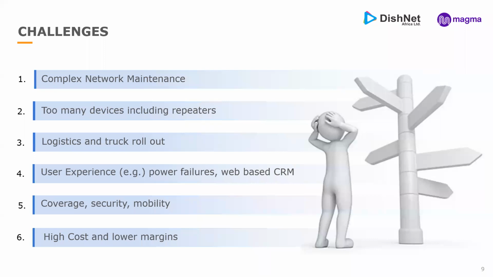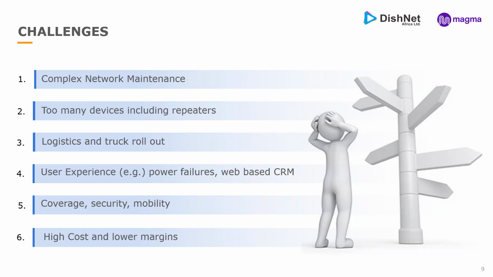Yeah, within this journey, we are using the Magma core to avoid these challenges. With Wi-Fi hotspots, if you are running more than 5,000 customers, you will realize that there are challenges in maintaining the network. Centrally, when you have a VSAT network, a fiber network is somehow easier to manage and track centrally, but VSAT is very challenging because of connectivity issues. So these are some of the challenges we were facing in our current network: too many devices, including repeaters, coverage, security, mobility, high cost, and lower margins.